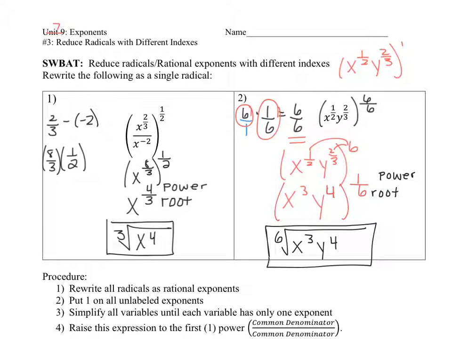Common root. I've changed a square root and a cube root into a 6th root, so it's a common root. But we had to do it in 2 steps. By raising this thing to the 6th and then the 1/6, it is still the same thing as multiplying by the 6/6. We can explore this concept in detail a little bit more, but let's get the process down.